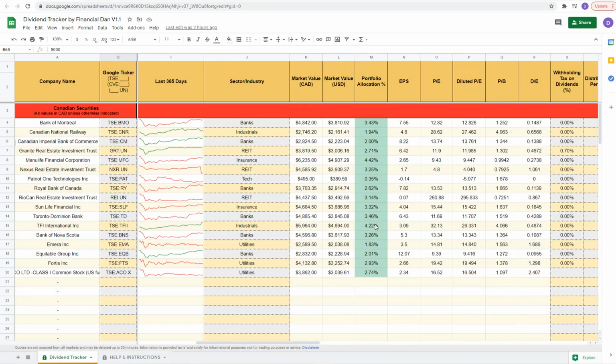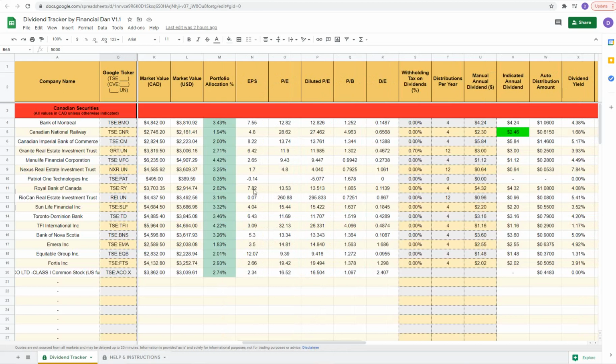But what I've done is I've made it so that if any one of these holdings goes above 4.5%, the field will turn from green to yellow. And if it goes above 5.5%, it'll turn red, just indicating that you might want to consider rebalancing your portfolio. But again, that's completely up to you.